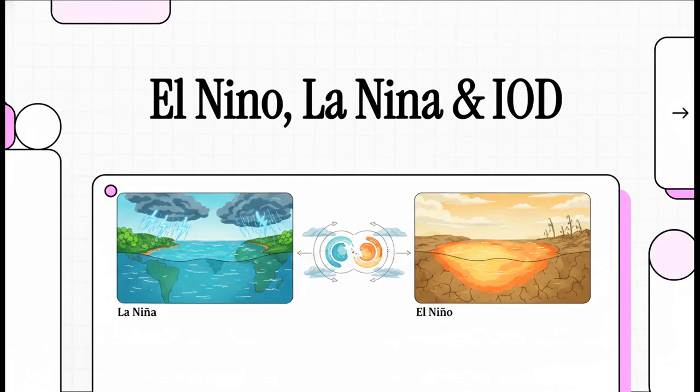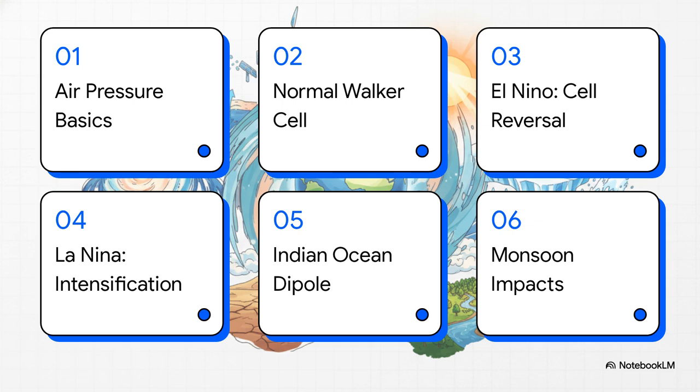Let's dive right in. Here's our syllabus for today. We're going to cover the basics of air pressure, the normal Walker cell, how that cell reverses during El Niño, how it intensifies during La Niña, the Indian Ocean dipole, and finally, how all of this impacts the Indian monsoon.